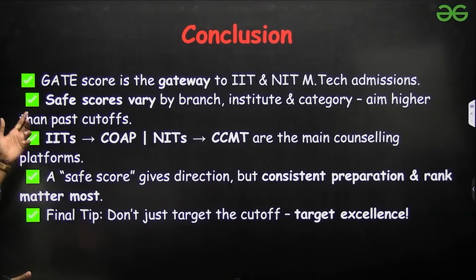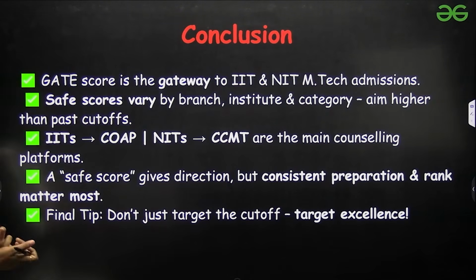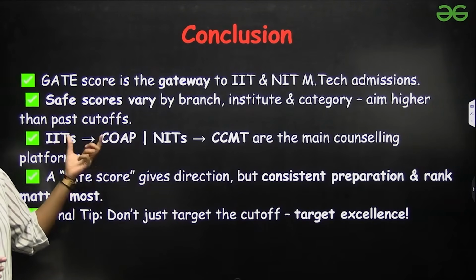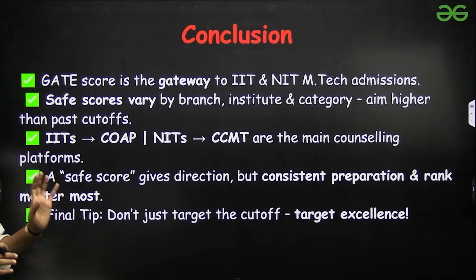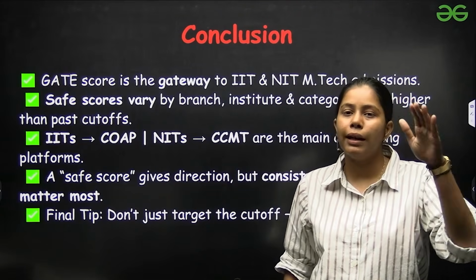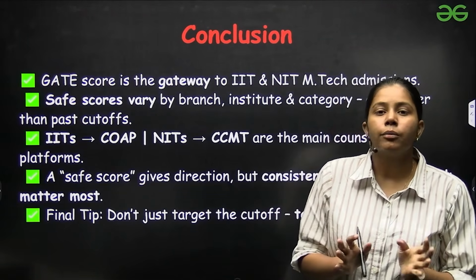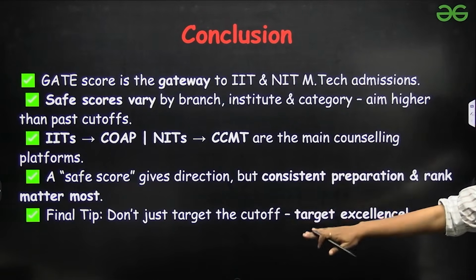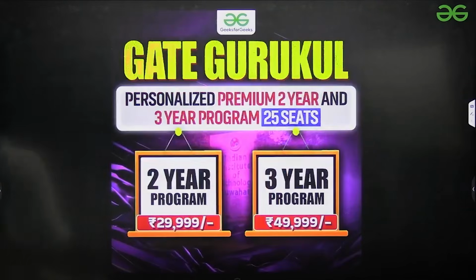So the conclusion is that the GATE score is a gateway for NIT and IIT admission, and Triple IT admission. A safe score varies by branch, institute and category. For IITs we have COAP, and for NITs we have CCMT counseling. A safe score gives direction, but consistent preparation and rank matter the most, right? So a safe score would let you know that above this score you would get a rank and you would get a college, but still you have to score higher than that, so you would be able to lie in the safe score. Final tip, don't just target the cutoff. Obviously that's what I have said, okay? Don't just target the cutoff.